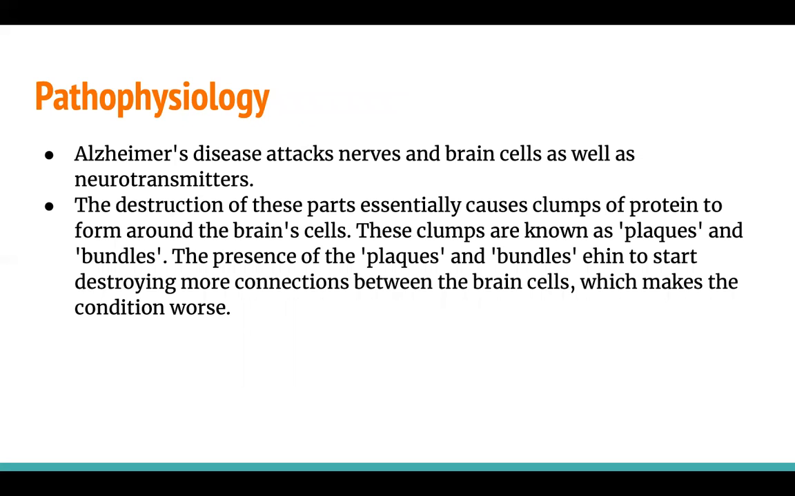Pathophysiology of Alzheimer's disease. Alzheimer's disease attacks nerves and brain cells as well as neurotransmitters. The destruction of these parts essentially causes clumps of protein to form around the brain cells. These clumps are known as plaques and tangles. The presence of the plaques and tangles then starts destroying more connections between the brain cells, which makes the condition worse.